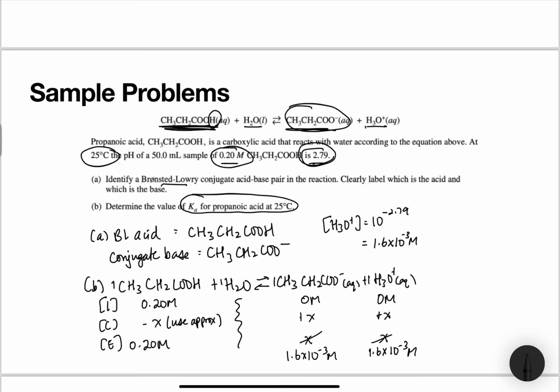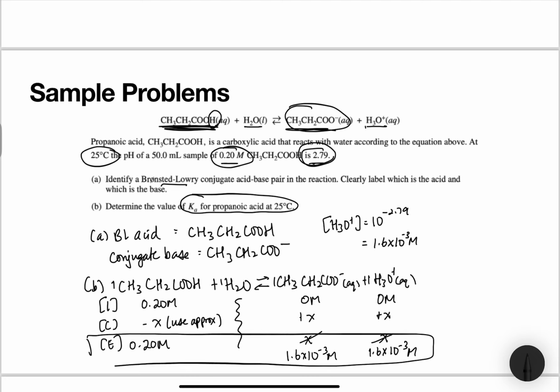Now that I know the equilibrium concentrations of all of my reactants and products, remember water doesn't count, I can substitute them into my Ka formula. Ka equals the concentration of products, so my conjugate base times hydronium, divided by the concentration of the acid. So we're going to plug all of our values in. Again, these are raised to the power of 1 because we raise them to their mole ratio. So this becomes 1.6 times 10 to the negative 3 M.